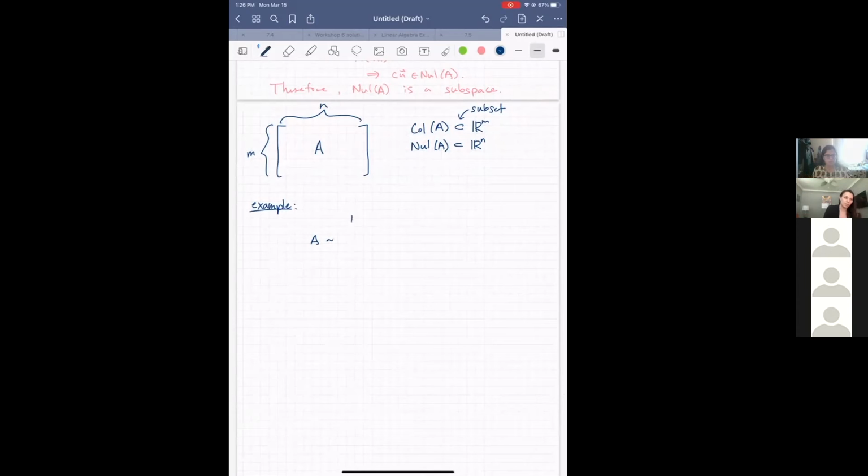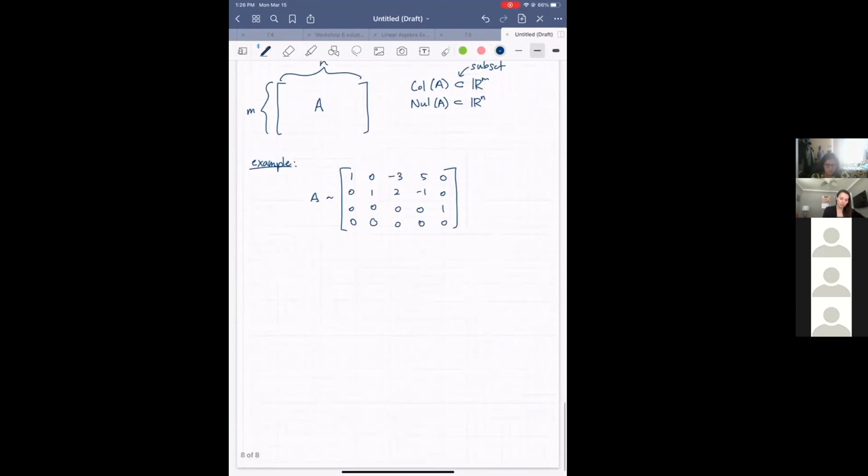So here we have 0, 0, 0, 1, 0, 0, and minus 3, 2, 0, 0, 5, minus 1, and 0, 0, 1, 0. Okay, so suppose we have a matrix and it row reduces to this form. Then we want to determine the null space and column space of A.